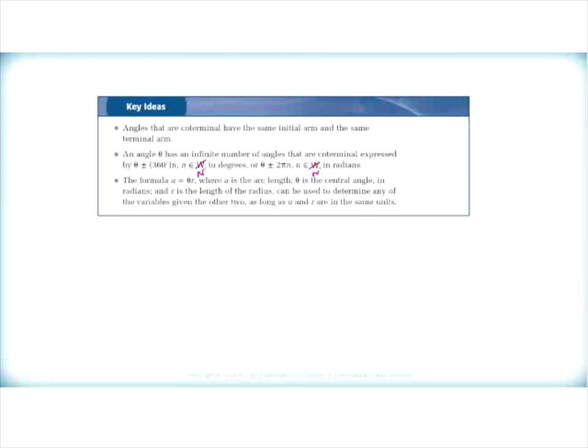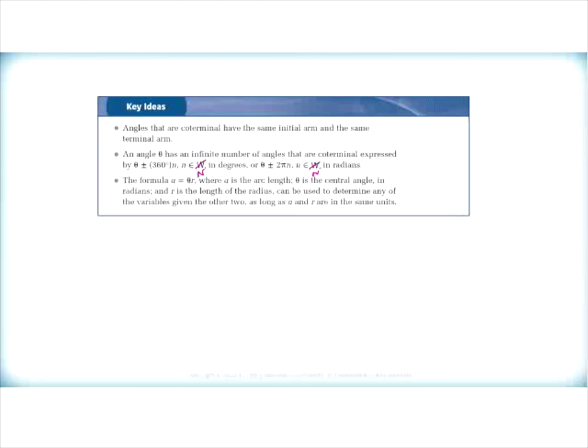That's looking for angles that are coterminal. The W there is the whole numbers. The whole numbers include 0. So if you include 0, then you're including the angle itself as being one of those angles. So I much prefer that it be written as n is an element of natural numbers, as you saw in the lesson itself.